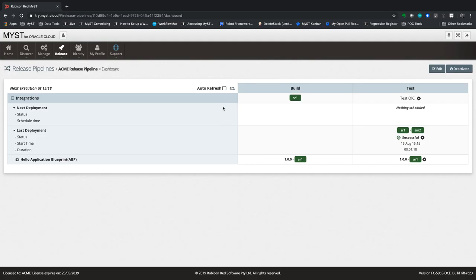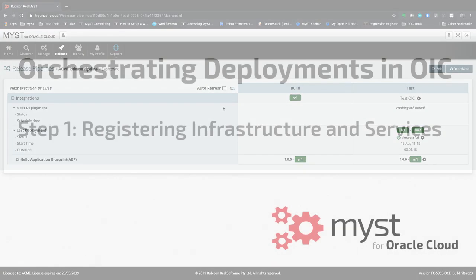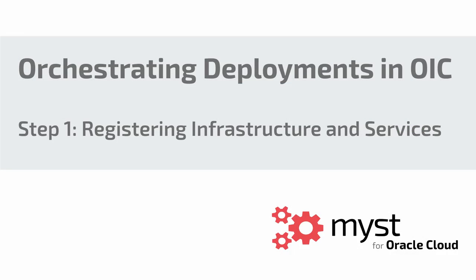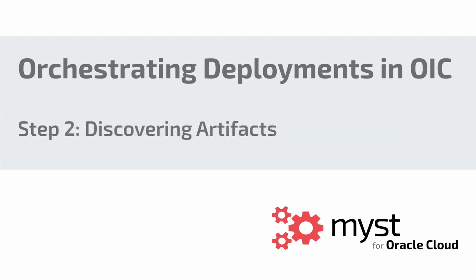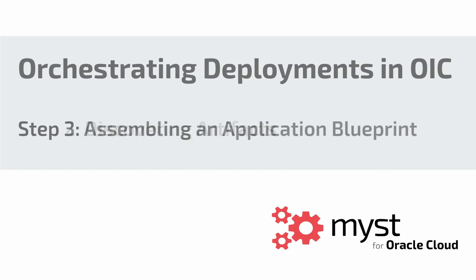If you want to revisit the work involved in a particular step, click the card on screen to go to that particular video. So, we started by registering our infrastructure, the credentials of our Oracle Cloud account, and services, the OIC instances we wanted to work with, in our case, a CI and a test OIC instance. We then discovered the particular artifacts in our CI instance that we wanted to work with. Next, we assembled an application blueprint containing the specific integrations and versions we wanted to work with.